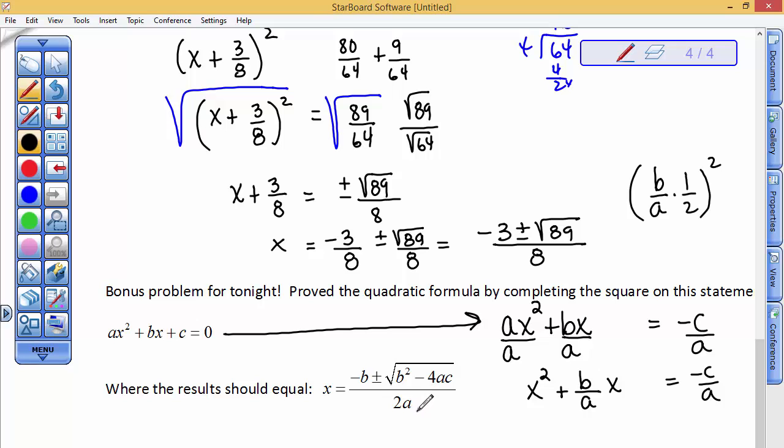Sometimes I sing this to the tune of Round the Mulberry Bush. Negative b plus or minus the square root of b squared minus 4ac all over 2a.